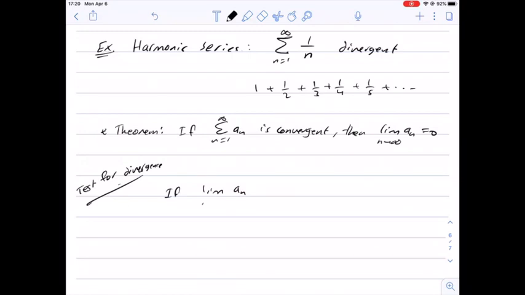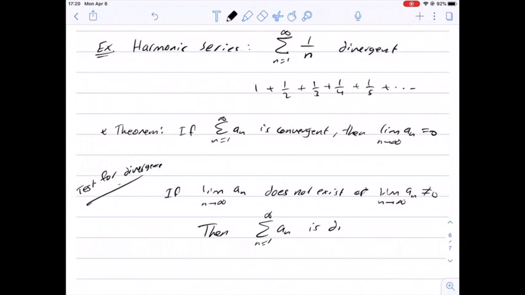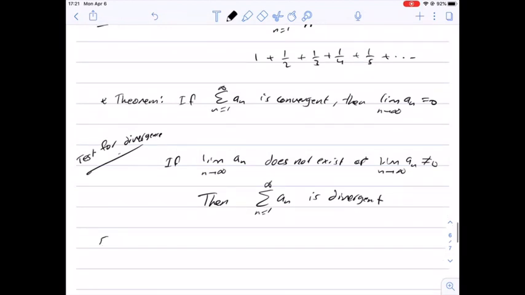If the limit of a sub n as n goes to infinity does not exist, or the limit as n goes to infinity of a sub n is not equal to 0, then the series of a sub n from 1 to infinity is divergent. So if the limit does not exist, or the limit is not equal to 0, then we say that the series is divergent. Let's take an example.